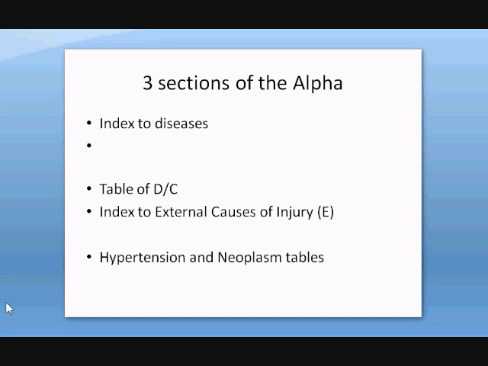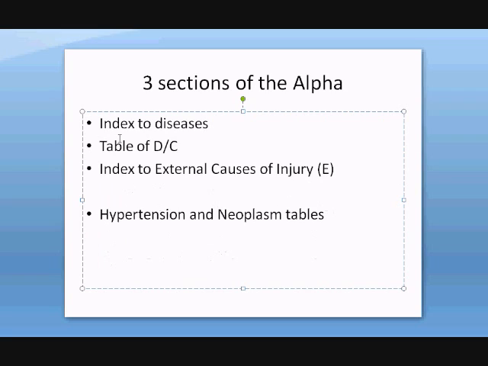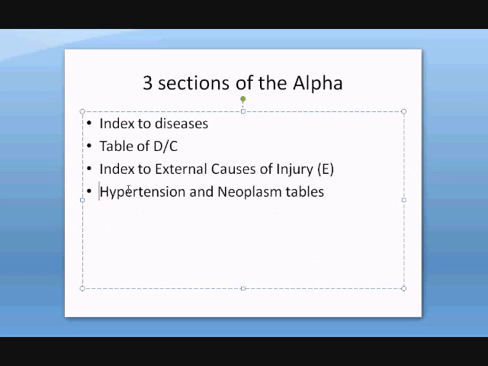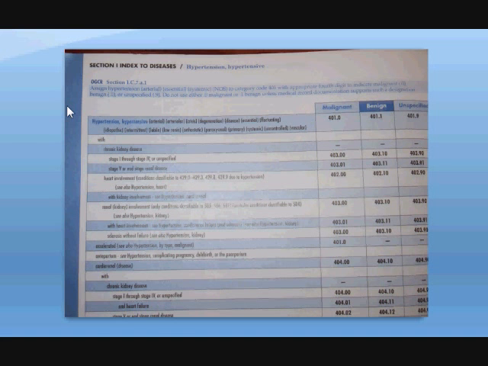So these are some of the special sections of the alphabetical index: the hypertension chart, the neoplasm chart, the table of drugs and chemicals, and the external code, the E-code index, the external cause of injury index as well. Let's take a look at how they actually look. So this is the hypertension chart, as you can see.